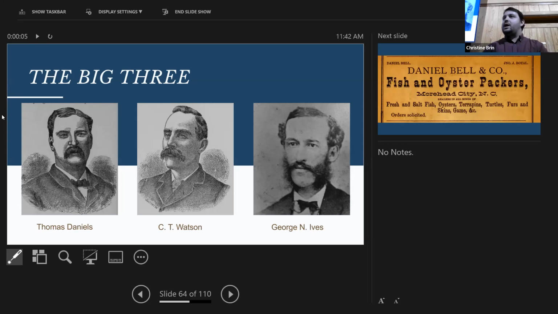And then you've got George Ives, another northerner. He was from Connecticut. In 1874, he moved to Beaufort. He's credited with introducing the Sharpie to North Carolina. He introduced the concept of shipping fresh fish and oysters on ice. He started the scallop industry in North Carolina. He's a really, really influential guy. And in the late 1870s, he moves to New Bern as well.